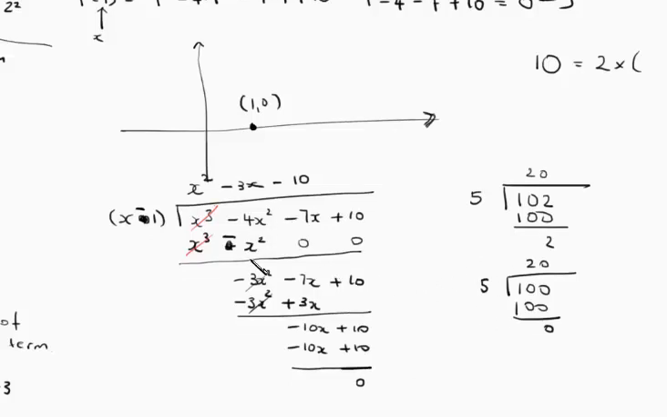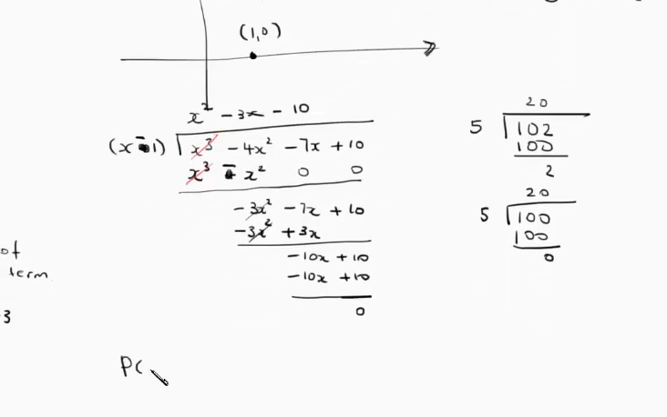So what that means is that this original polynomial, which is x cubed minus 4x squared minus 7x plus 10, is equal to, you know how 100 is made up of 5 times 20? So this one here is made up of this by this. So it's an x minus 1 and an x squared minus 3x minus 10.